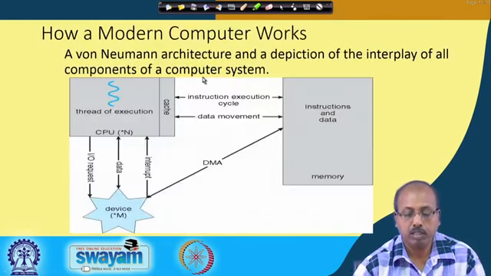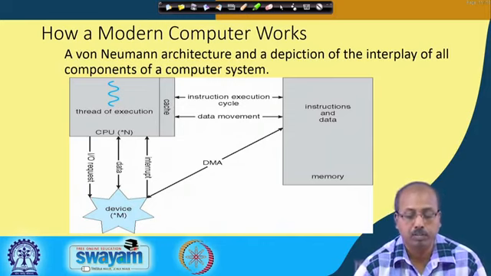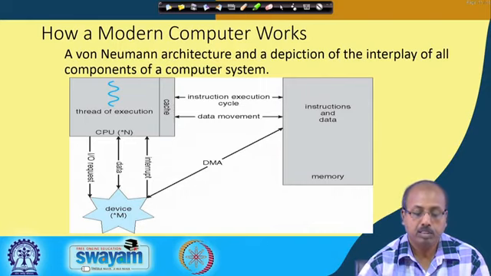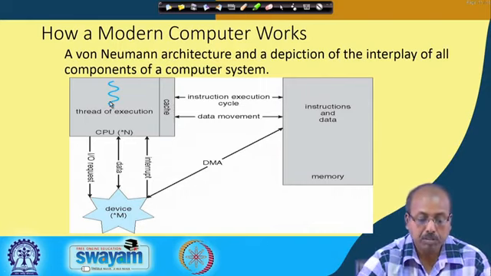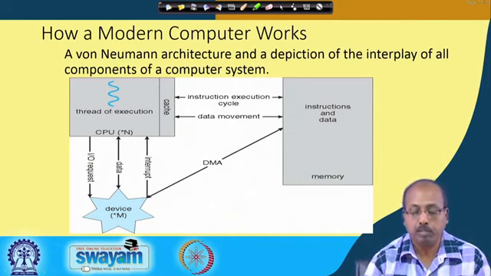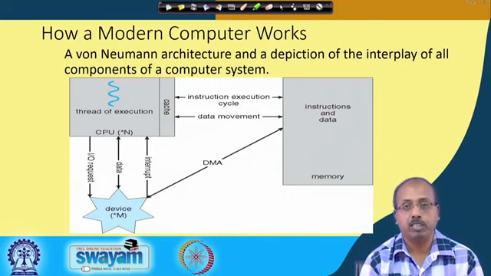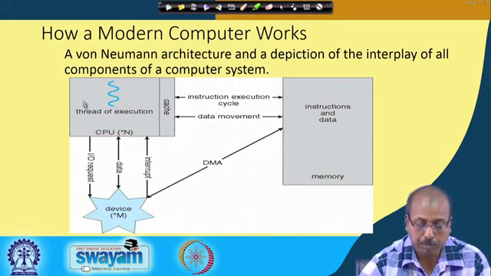So, how do modern computers work? The von Neumann architecture and a depiction of the interplay of all components of a computer system. It is like this. The CPU may have several threads of execution, so there may be several processes. We will come to the concept of thread later, where a process may be divided into threads also. For the time being we take thread and process or program as the same, that is, something that has to be executed by the CPU.